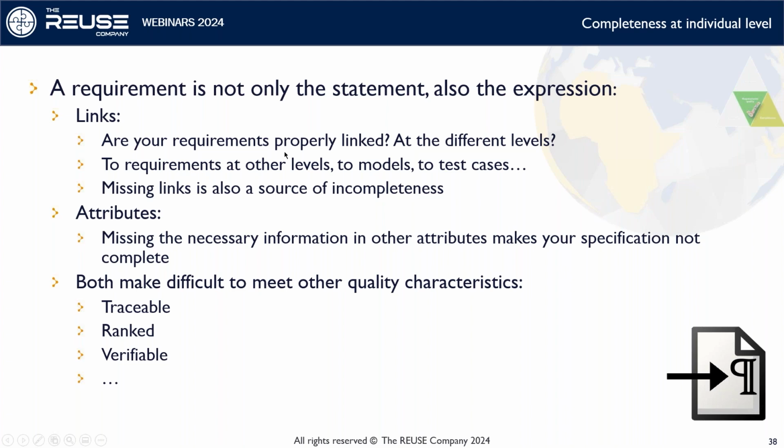So if you have an orphan requirement in your specification, is the requirement really at the right place? Is it necessary? So we can assess the necessary aspect with the links, with the attributes as well. And the same occurs also with these characteristics. So the same with the completeness of the syntax, which could lead to inaccurate requirements. If we don't have the proper set of attributes here, it could make it difficult to trace, to rank, or to verify. So we need all these pieces of information in the requirement.